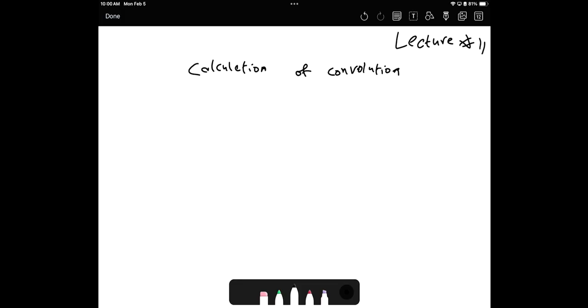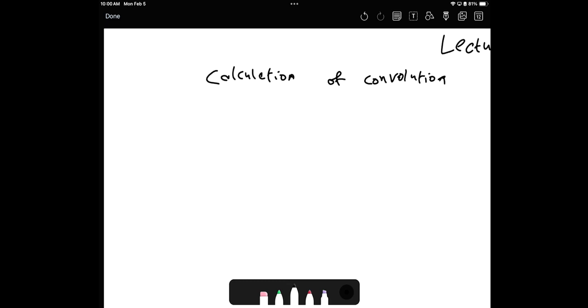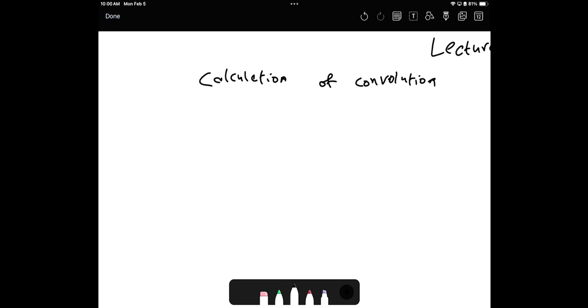Okay, today's lecture we will continue on convolution. Last lecture was an introduction to convolution and its properties, while today's lecture we will do more calculation of the convolution.